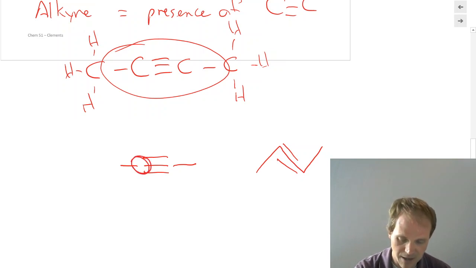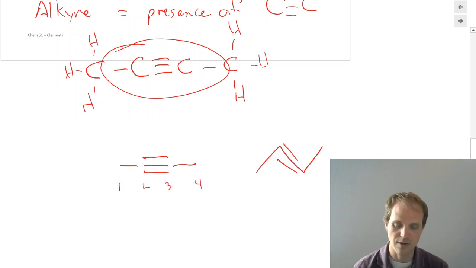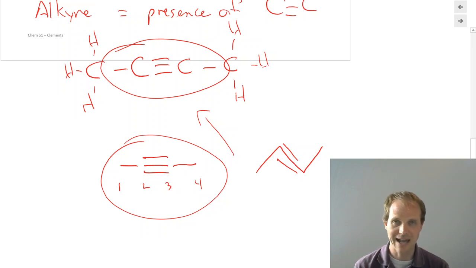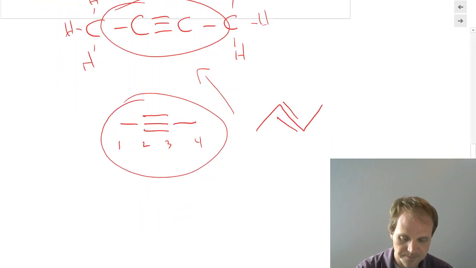This is not a bunch of new carbons in there. It's just one carbon. So we've got carbon 1, carbon 2, carbon 3, and carbon 4. Both of these would be the same thing as what I drew up here. This one is the most common. So when you see the triple bond, that's your alkyne, the presence of a carbon-carbon triple bond.